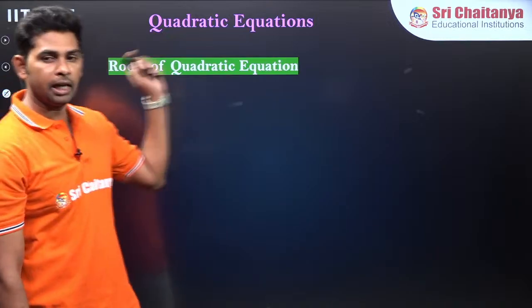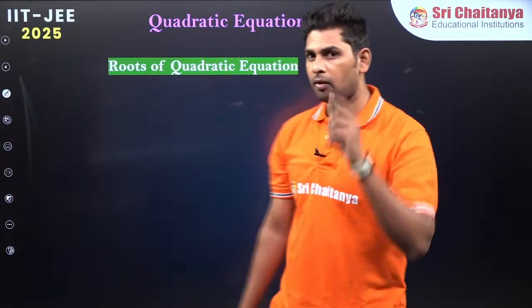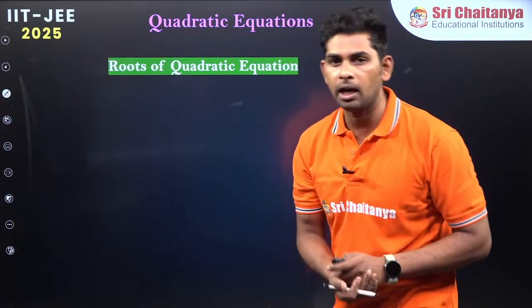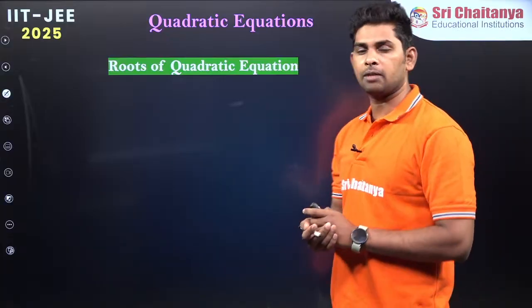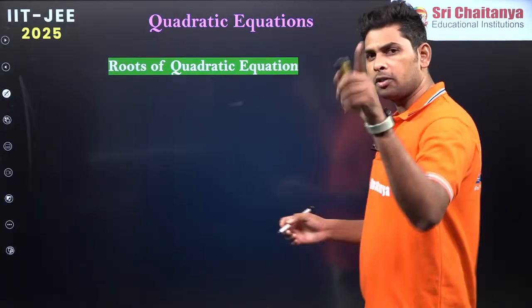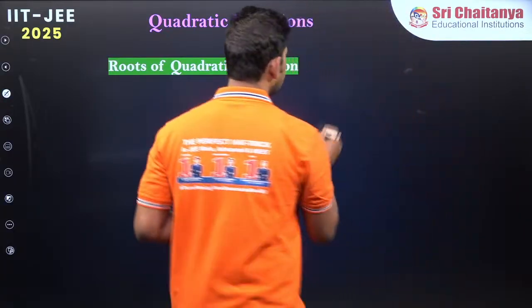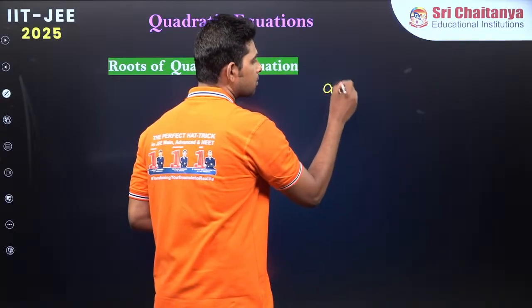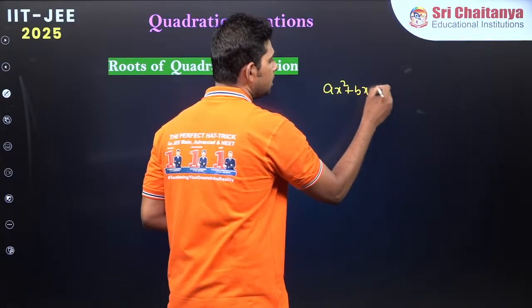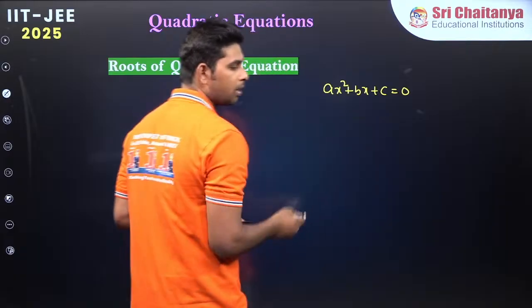And then we have an equation, how to solve this equation? We know the formula. What is that formula? Minus b plus or minus square root of b square minus 4ac, by 2a. I am going to show how we get that. I am just writing the quadratic equation: ax square plus bx plus c equals 0.